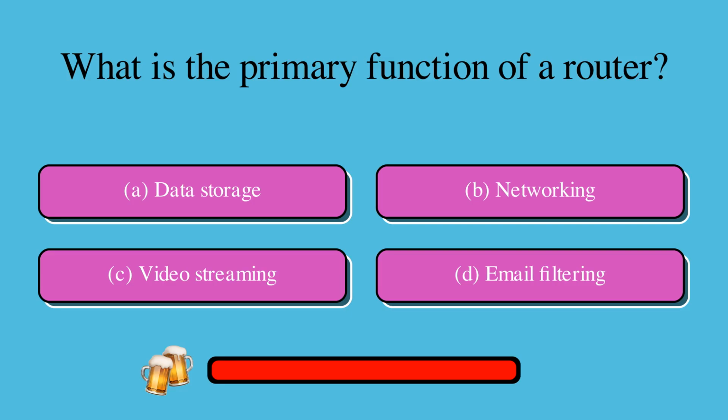What is the primary function of a router? Is it A, data storage, B, networking, C, video streaming, or D, email filtering? The correct answer is B, networking.